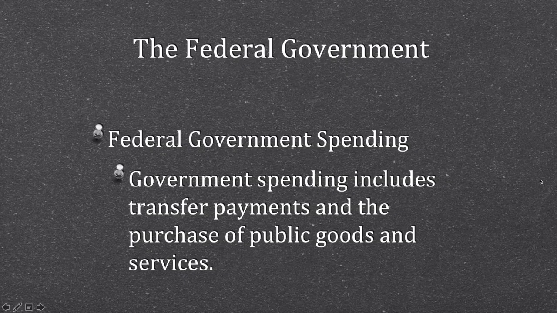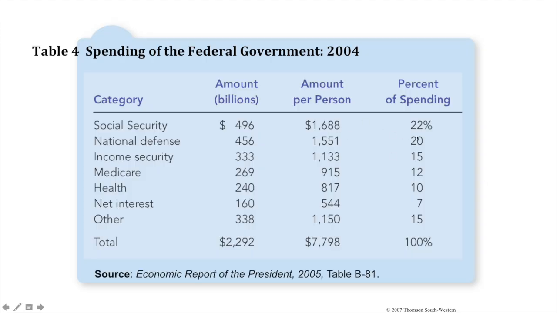Now, when it comes to federal government spending, the government spends its money on a wide variety of products, services, transfer payments, public goods. The number one area of government spending is still Social Security, followed closely by national defense and income security. The fastest growing area of government spending is health care, primarily through Medicare and Medicaid, especially as the baby boomers begin to age.